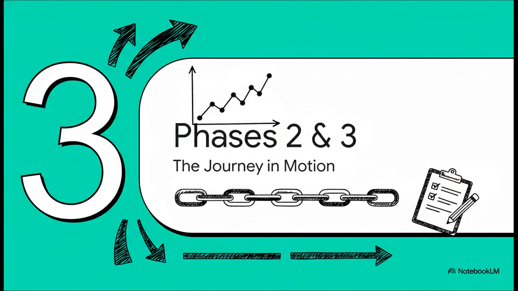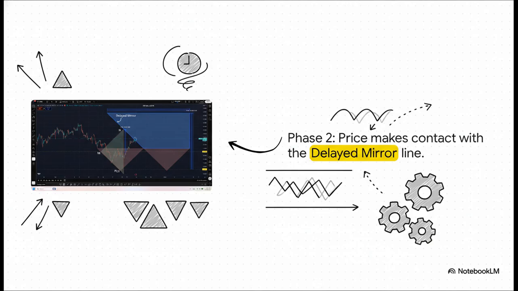Okay, so the blueprint is set. The plan is in place. Now we get to see what actually happened. We're moving on to phases 2 and 3, the journey in motion. This is where we stop looking at the plan and start observing the market's real progression, exactly as it was documented day by day. And right here, this is the first big milestone in the journey. On December 23rd, you can see the price is recorded touching the delayed mirror line. That contact, right there, officially marks the end of phase 2.